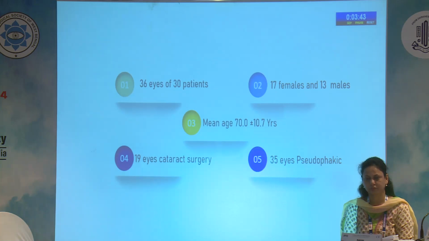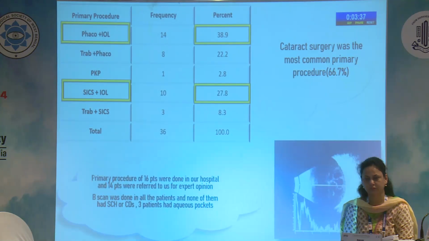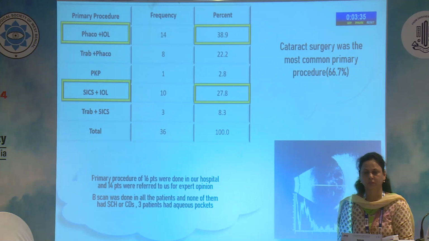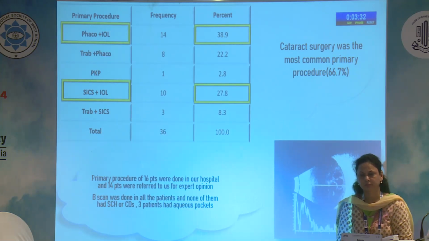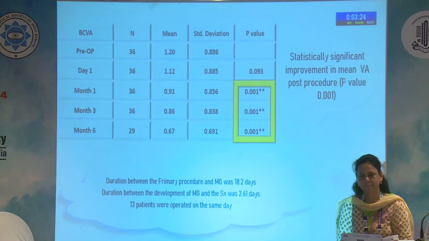Mean age was 70 plus or minus 10 years. 35 eyes were pseudophakic. Cataract surgery was the most common primary procedure in 66.7%. B-scan was done in all the patients and none of them had any suprachoroidal hemorrhage or choroidal detachment. Three patients had aqueous pockets on B-scan. There was statistically significant improvement in the mean visual acuity post-procedure with a p-value of 0.001.